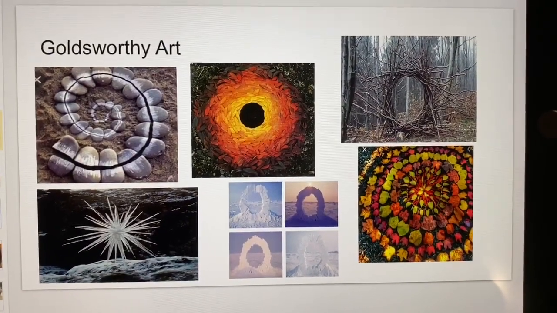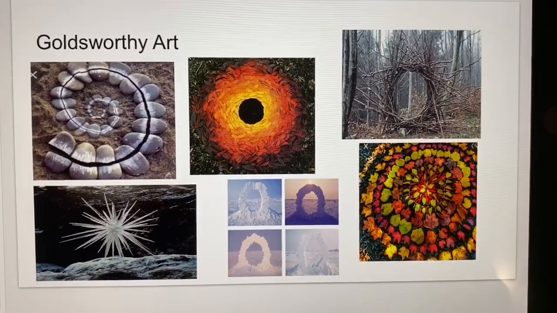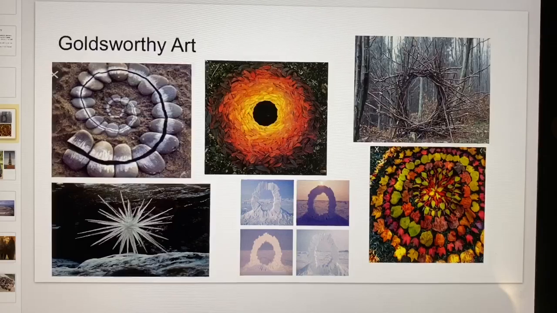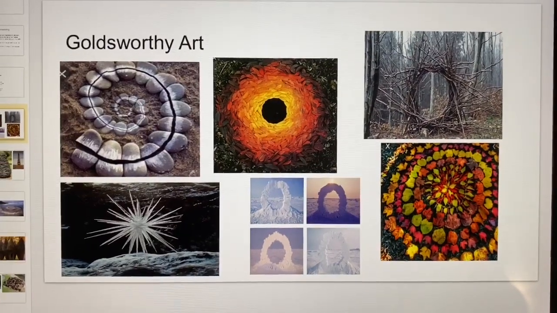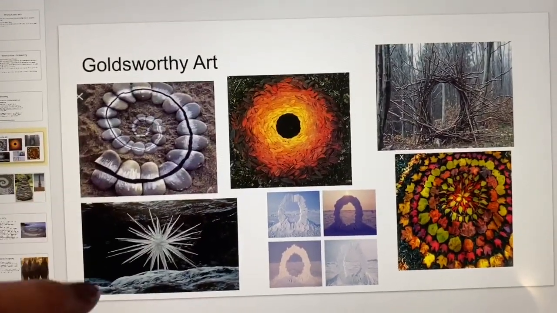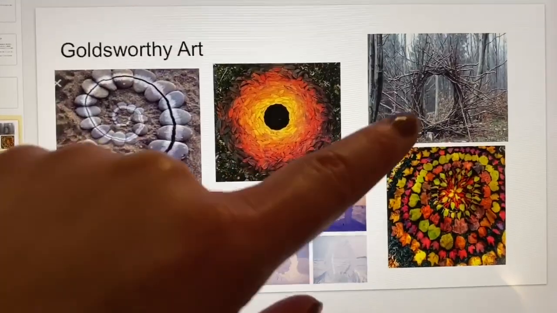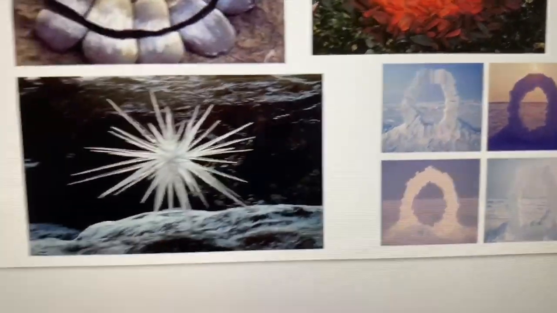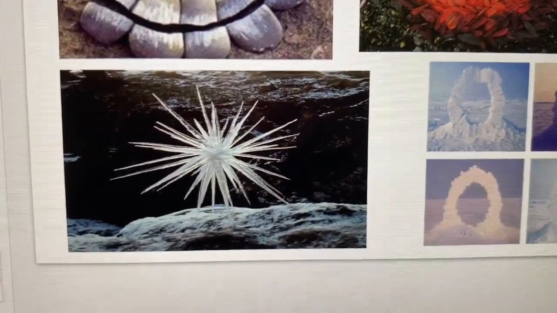Nature art elements are hard to work with. They're not always very forgiving. You can't always just easily add glue and stick it together. So you can see that he has rocks. These are leaves, twigs, more leaves. He creates a lot of ice sculptures.